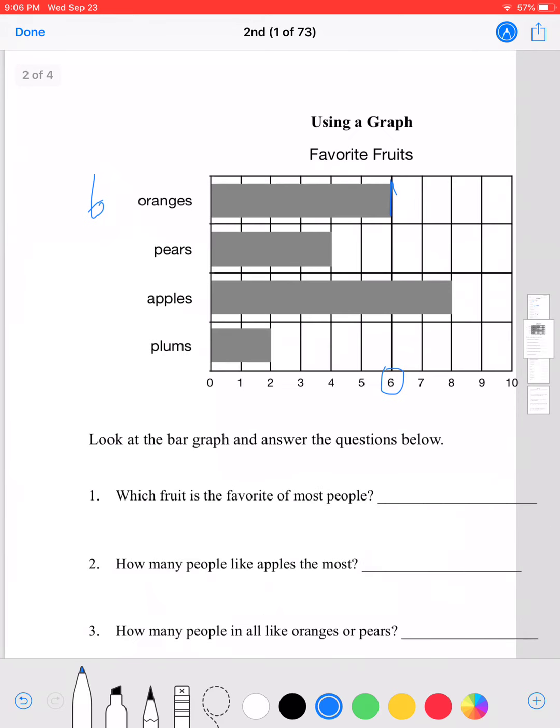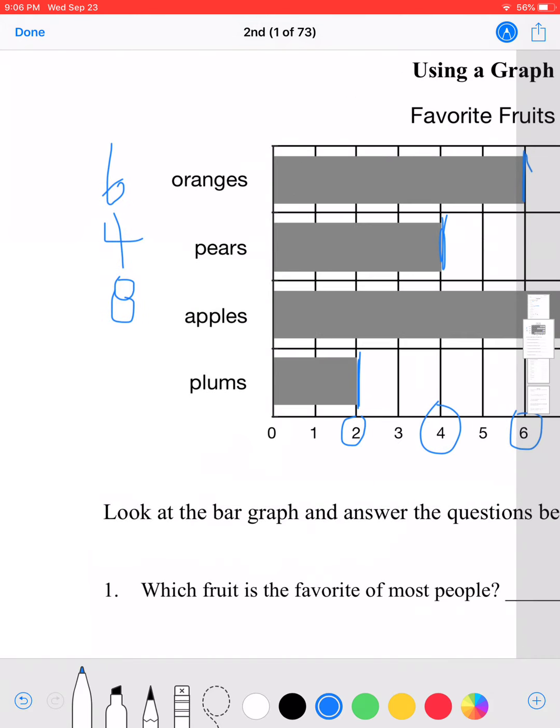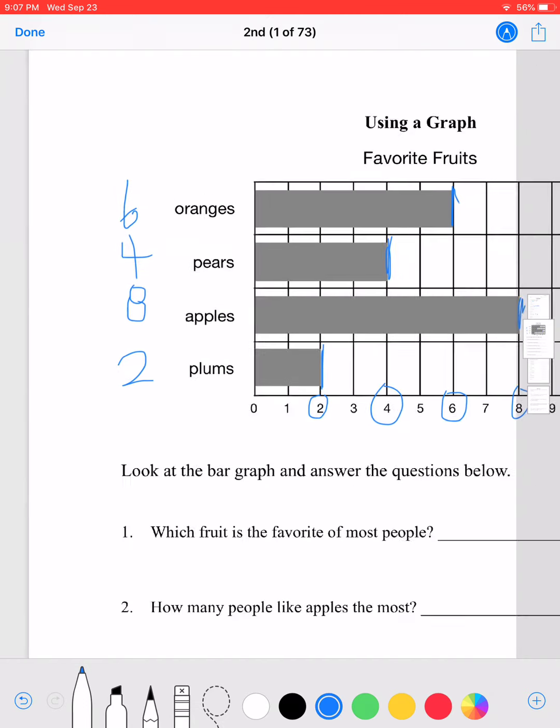Now the second one, pears, stops right here. That's the number 4. Apples, right here. That's 8. So 8 people like apples the best. And plums, we have a 2, which is where this bar stops. So there's 6, 4, 8, and 2.